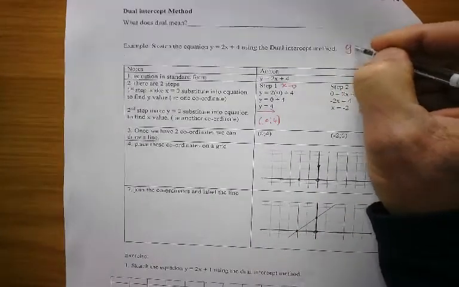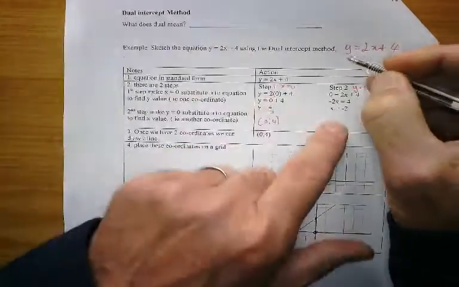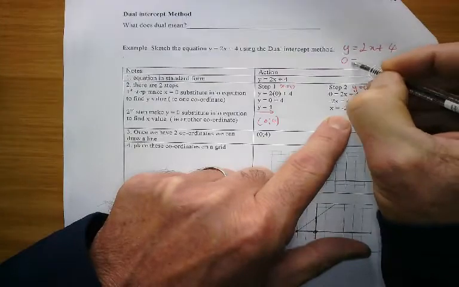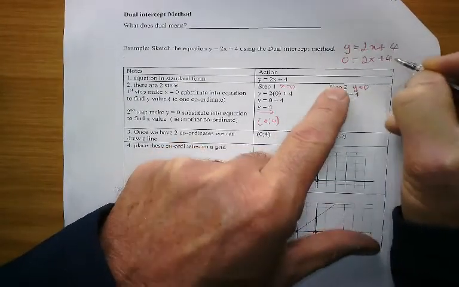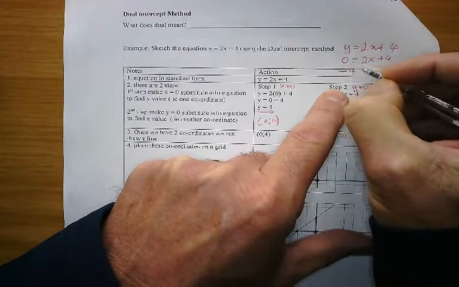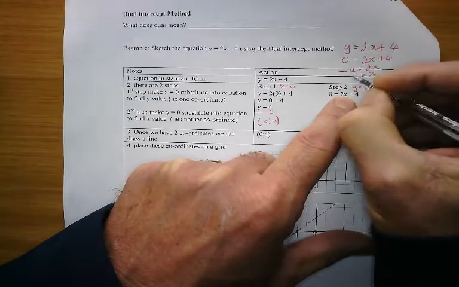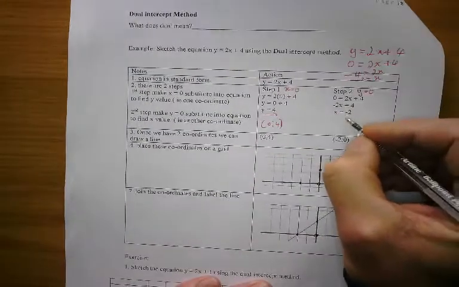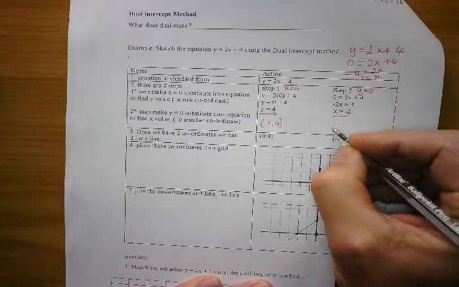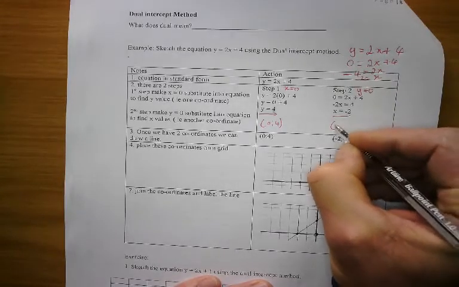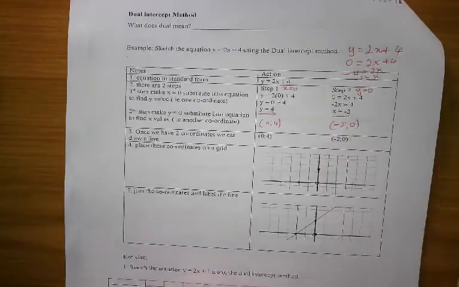So the equation is y equals 2x plus 4. Take out the y, put a 0. Let's substitute in the y as 0. 0 equals 2x plus 4. Take the 4 over to that side, becomes minus 4 equals 2x. Divide by 2 and x is equal to negative 2. So when y is 0, x is negative 2. This will give me another coordinate, (-2, 0).